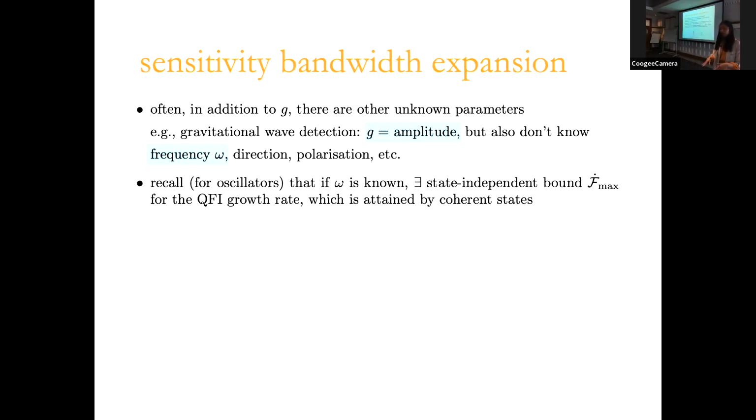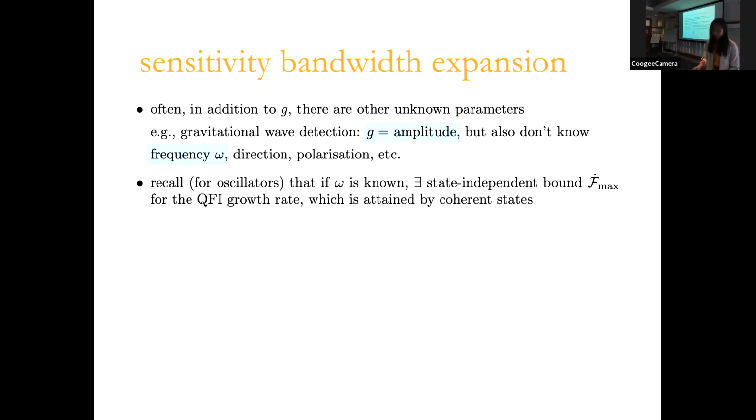However, in the case where the frequency isn't known, then by using coherent states, you can only attain this peak sensitivity over a small frequency range, delta omega, that's set by the damping rate. Now, if you instead use non-classical states, like squeezed coherent states or Fock states, they can't improve the peak sensitivity, but they can expand the sensitivity bandwidth, meaning the range of frequencies over which the peak sensitivity is almost attained.